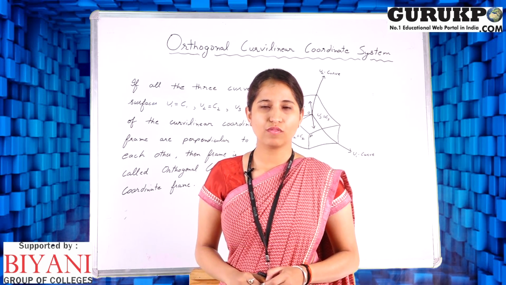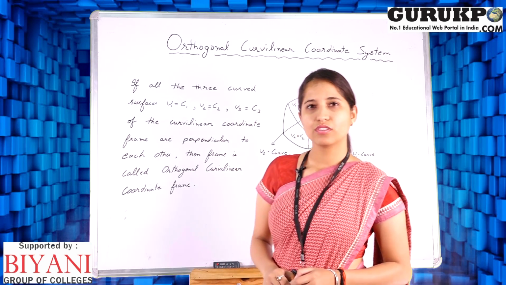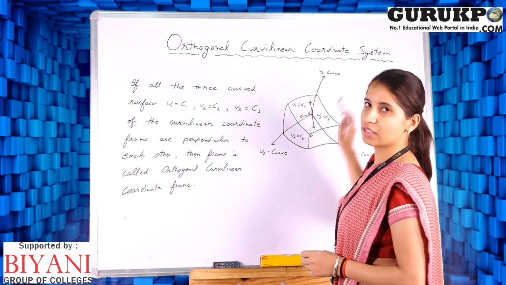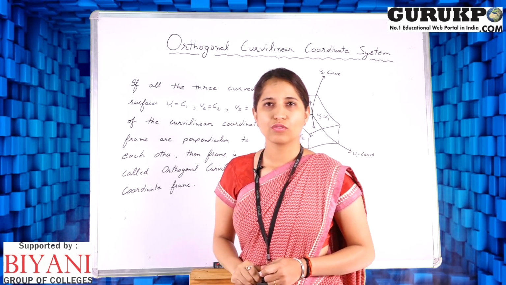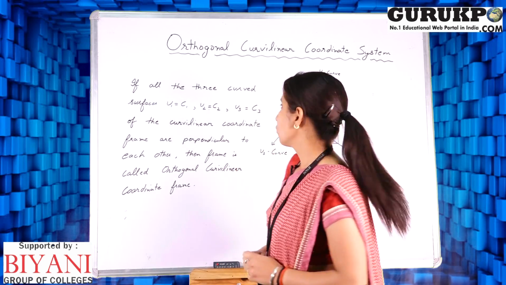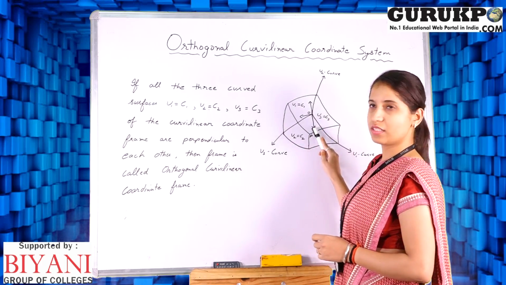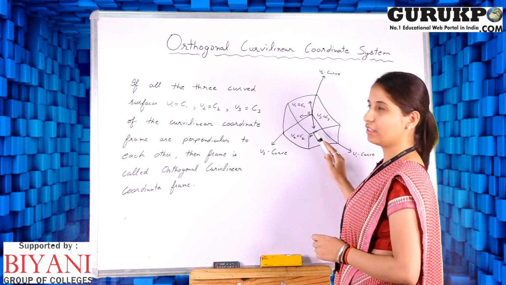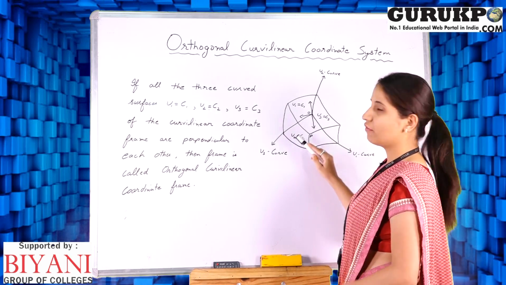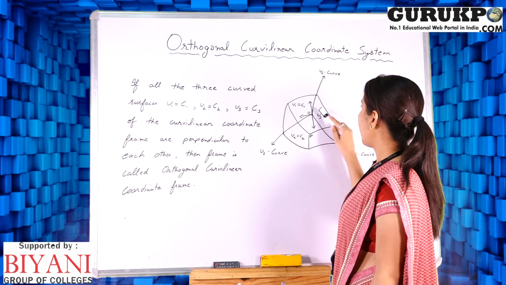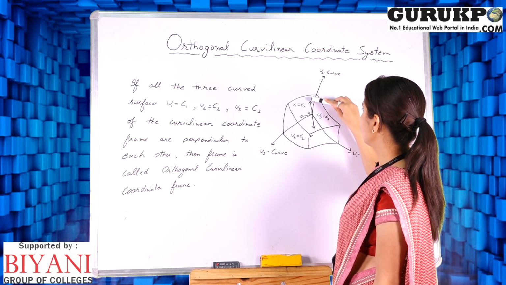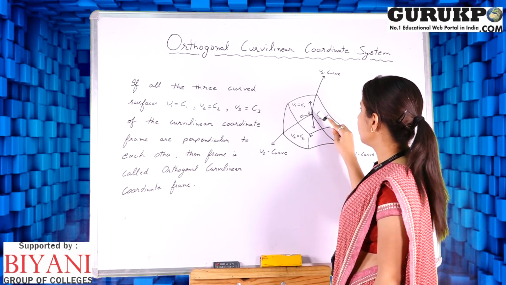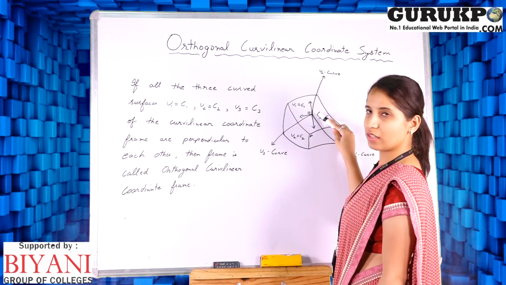Today, on behalf of GuruKPO.com, I am going to deliver my lecture on the topic Orthogonal Curvilinear Coordinate System. So, what is an Orthogonal Curvilinear System? Basically, a Curvilinear Coordinate System is where three curved surfaces intersect: the U1 curve, U2 curve and U3 curve. And these are the U2 axis, U1 axis and U3 axis. These axes are the tangents to these curves.